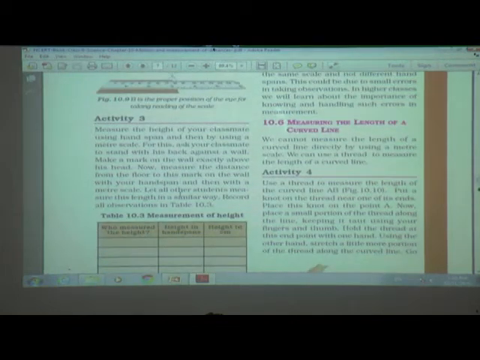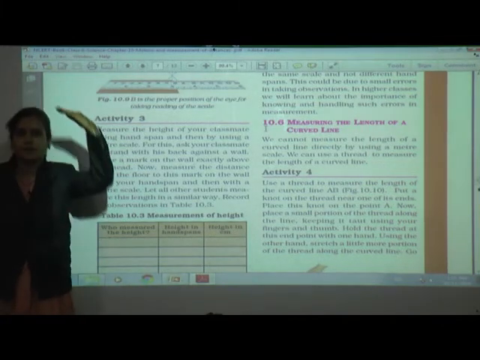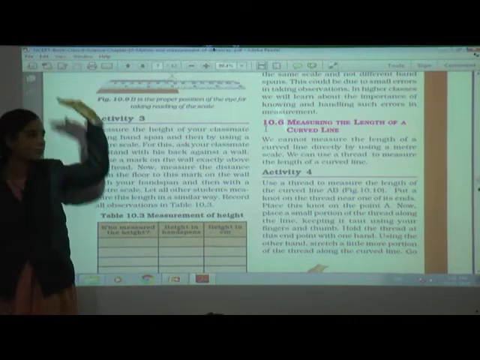Now here they have given us activity 3. What is this? See here. Measure the height of your classmate using the handspan and then by using a meter scale. For this, ask your classmate to stand with his back against a wall. Make a mark on the wall exactly above his head. That means tell your friend to stand like this and mark here. Okay, like this.